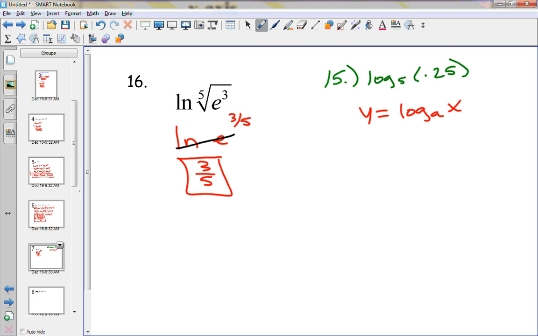Okay, well a is 5. Is that okay? And then it says x has to be greater than 0. Well, is x greater than 0? What is x? Is that legit? X is less than 0, which means you can't do it, there is no solution. That's your domain. Do we understand that?